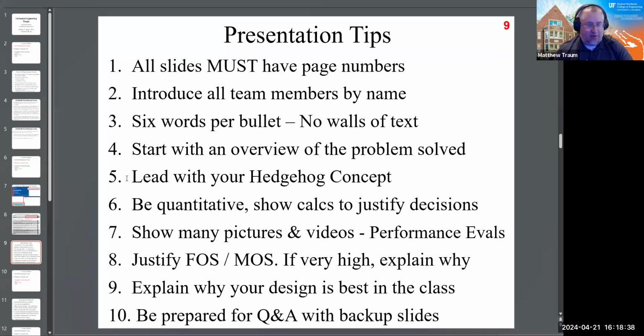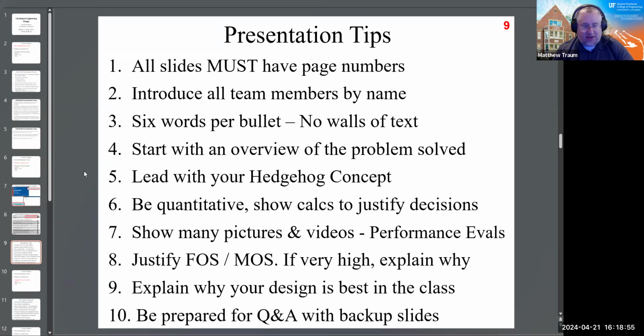So make sure that you lead with your hedgehog concept and demonstrate as you walk through your presentation how your product links back to your hedgehog concept, to give you that overarching structure to hold everything together. Number 6 is be quantitative. Show calculations to justify your decisions.